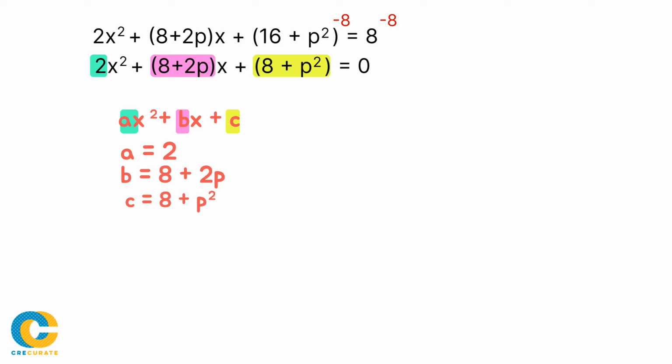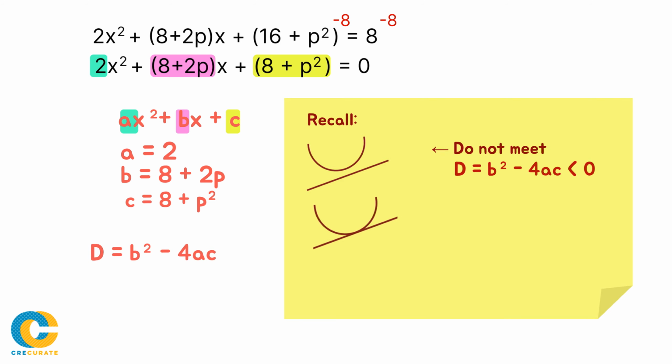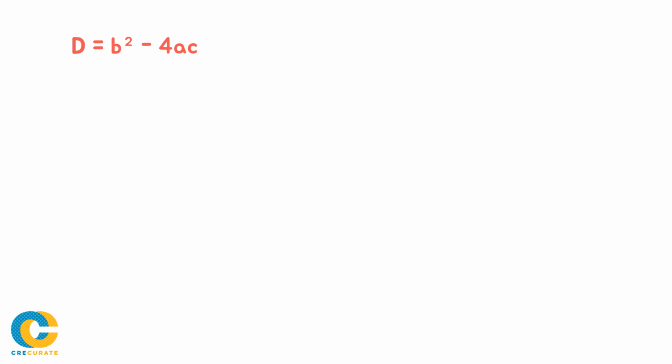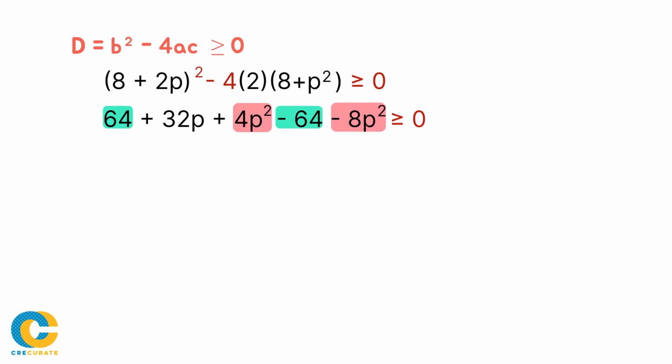In order to find the solution for p, we will need to make use of the discriminant D equal to b squared minus 4ac. Since we want the values of p such that the graphs will meet, we want the discriminant to be greater than or equal to 0. By substituting the respective coefficients into the formula for discriminant and simplifying, we end up with 32p minus 4p squared.